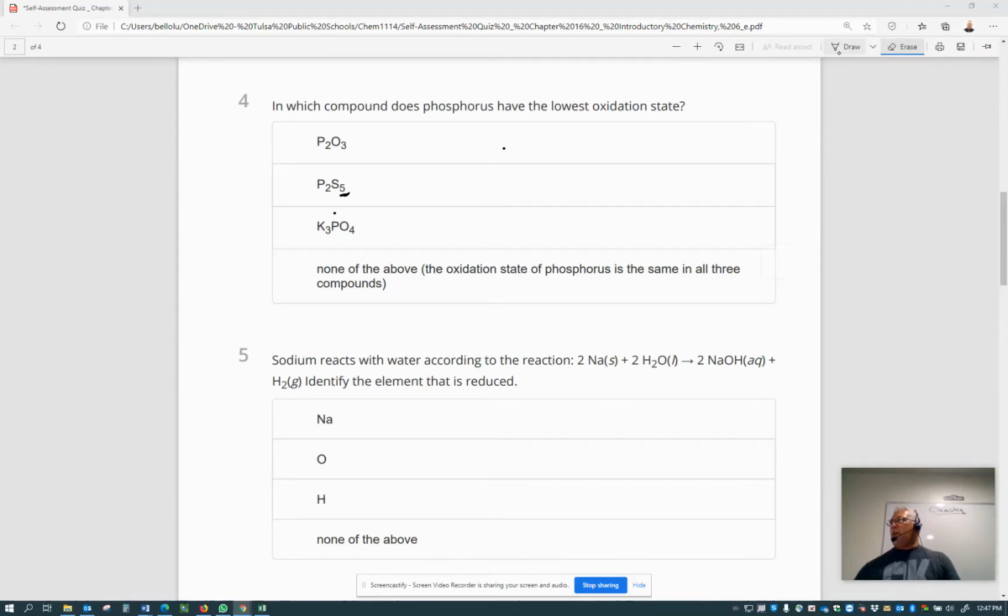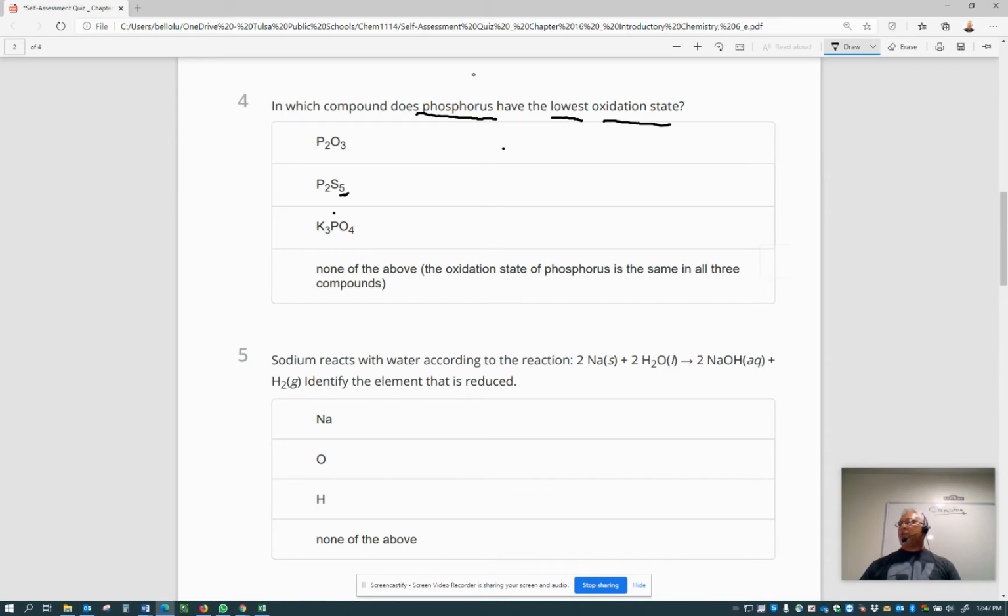Hello, now I'm going to work on questions 4 and 5 of chapter 16 about redox. They ask: in which of these compounds does phosphorus have the lowest oxidation state?